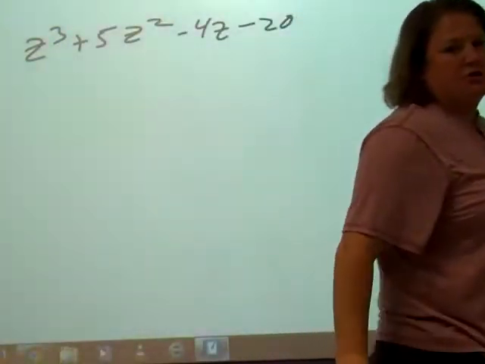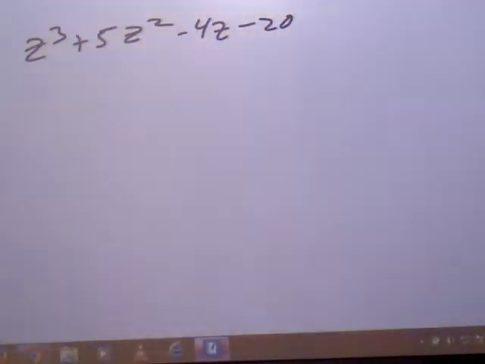Alright, I got z cubed plus 5z squared minus 4z minus 20. What is different here is we've got 4 terms. We haven't done any that had 4 terms yet. My first question is, do all 4 terms have something in common? I think so. Yes, I think they do.